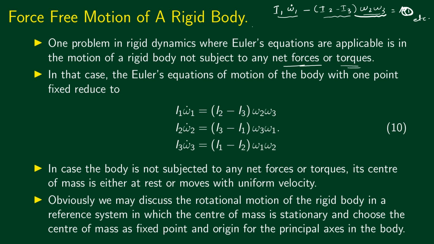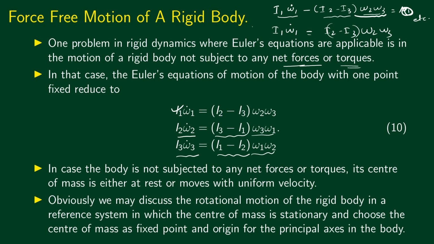Okay, because the external torques are 0, this can be written as I1 omega 1 dot is equal to (I2 minus I3) omega 2 omega 3. That's the equation we have here, and the other equations also follow in the same manner. We can write I2 omega 2 dot equal to (I3 minus I1) omega 3 omega 1, and I3 omega 3 dot equal to (I1 minus I2) omega 1 omega 2.